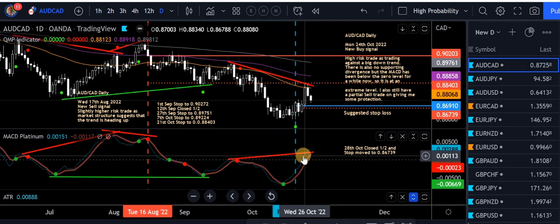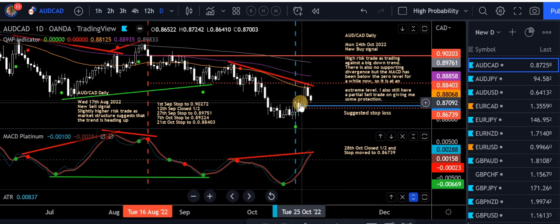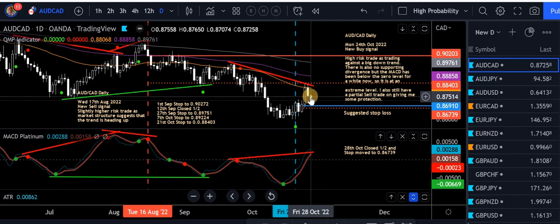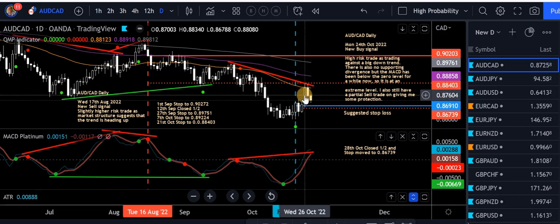And there's a light blue line on the MACD Platinum, sort of a lead line. It was already through the zero level, but I left it one day late and I closed half on the 28th on the open there. So I locked in a little bit of profit, pulled my stop right up, so I can't lose on the buy, but I should have been out here, not here. So I probably cost myself a few pips there by missing that partial close.